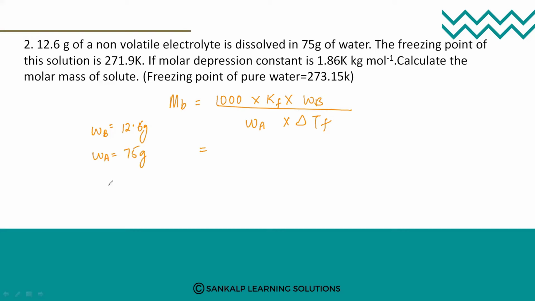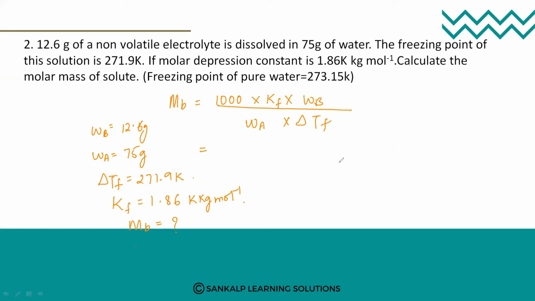Then the freezing point of the solution is given as delta TF, that is 271.9 Kelvin. Then the molar depression constant, Kf, is 1.86 Kelvin kilograms per mole. You have to calculate the molecular mass of the solute. Then the molecular weight of the solvent, which is water, you can calculate.